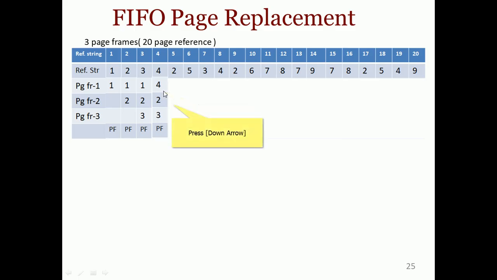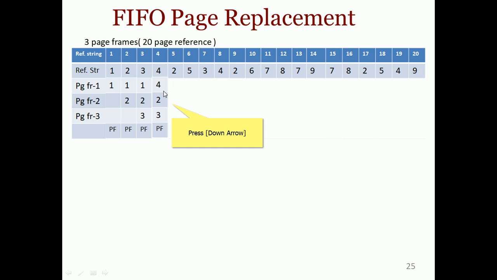In that place we keep 4, so the frames are 4 2 3, right? 4 is the most recently occupied, and the oldest one is 2, then the next oldest is 3, right? I will repeat once again. 4 is a page fault, because this page is not there, so we bring it in. In order to bring it in, we have to remove an old page from the page frame. The oldest page is 1, so we removed that.